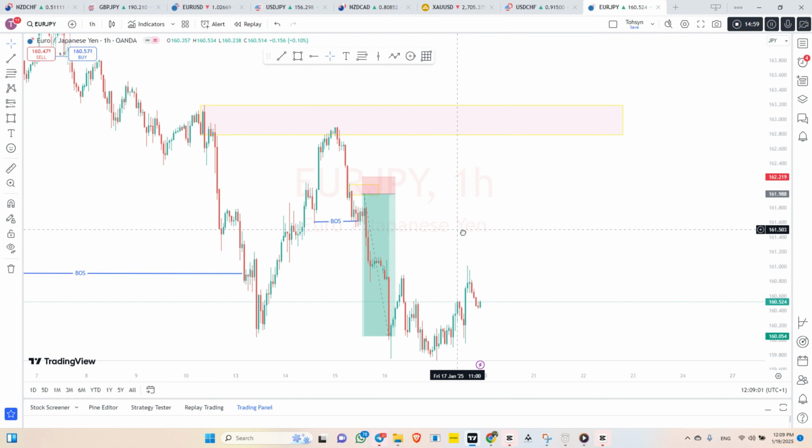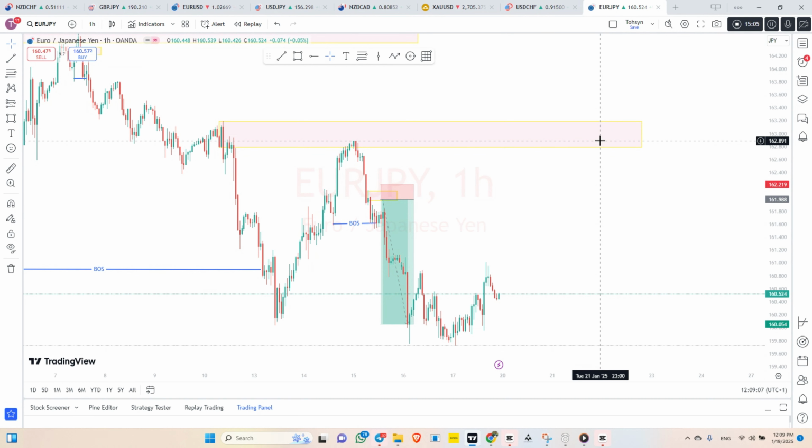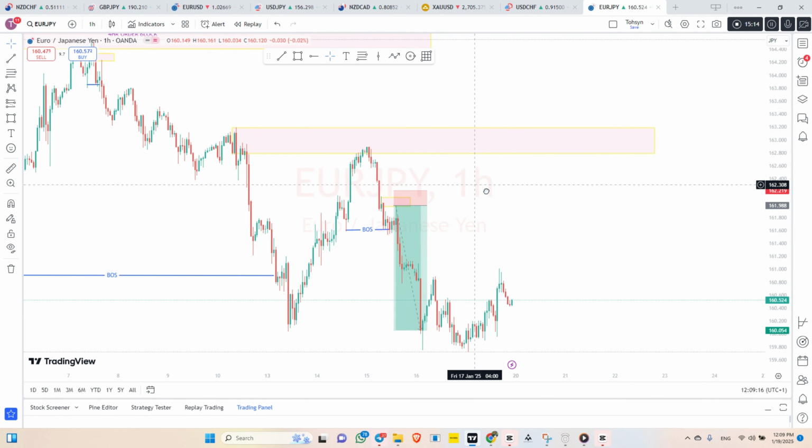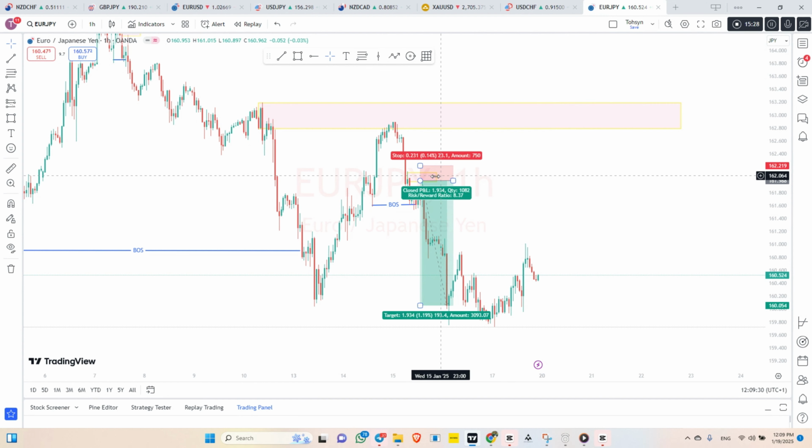So, should you use aggressive or confirmation entries? If you are confident in this zone and you are okay with higher risk and you want a better risk to reward, you can use an aggressive entry. But if you prefer confirmation entries, like if you prefer more accuracy and you are willing to sacrifice some reward or risk missing a trade, then you can go for a confirmation entry.